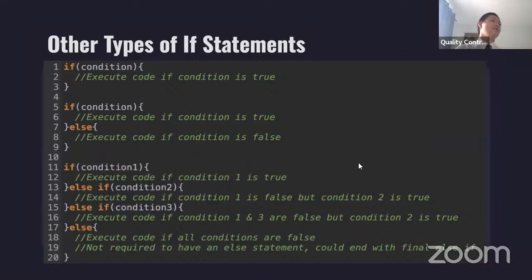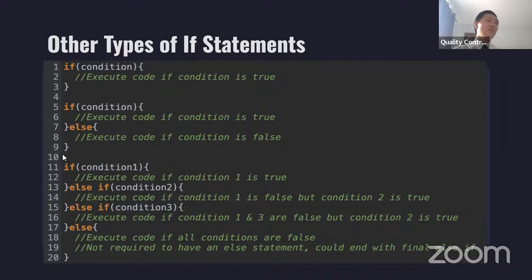So here are the other types of if statements. This is just something you should cover. There is a standard if statement. If the condition is true, then it will run whatever code's inside. If there is a condition and then afterwards else, then if its condition is true, it executes it. Otherwise, it executes something else.